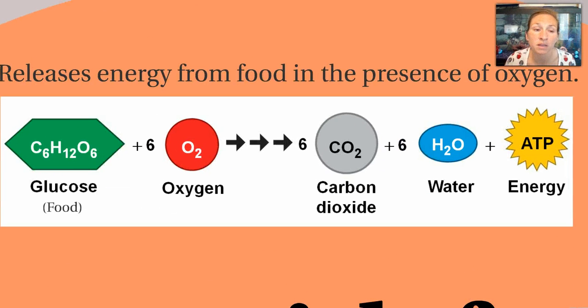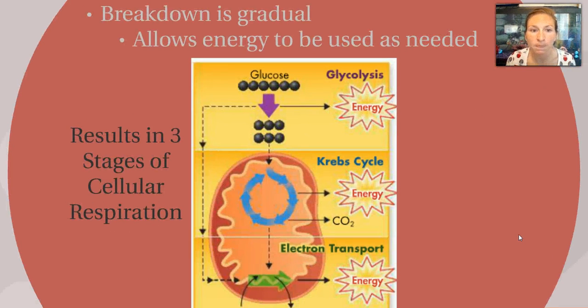So cellular respiration is the process of releasing energy from food in the presence of oxygen. And generally speaking, from food, we're going to be provided with the glucose molecule. What you end up with in the end is carbon dioxide being released through respiration, as well as water, and then our energy that is used to help us do what we do on a daily basis, which is in the form of ATP. The breakdown of glucose is very gradual, and that's important because it allows energy to be used as we need it. Now, cellular respiration is broken down into 3 stages.